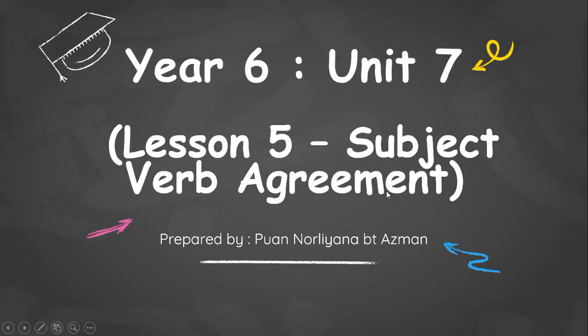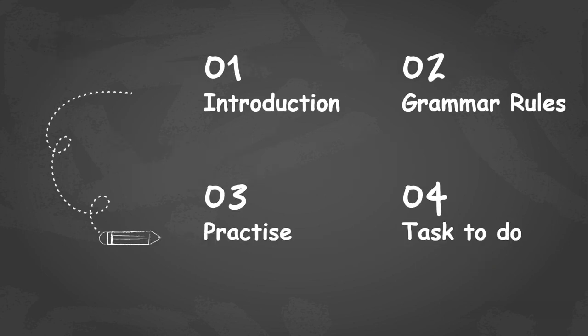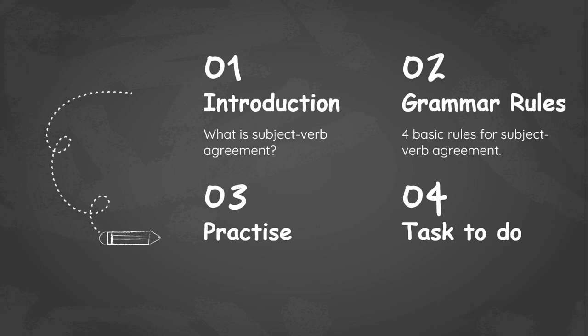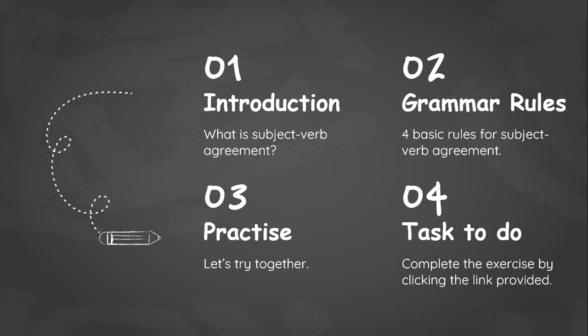Year 6, Unit 7, Lesson 5, Subject-Verb Agreement. For today's lesson, there are 4 activities that we're going to do. Firstly, the introduction. What is subject-verb agreement? Then, we're going to look at the 4 basic rules for subject-verb agreement. After that, we are going to do some practices together for better understanding. And finally, a task for you to do. You need to click the link provided to answer some questions. So, shall we start? Let's begin.